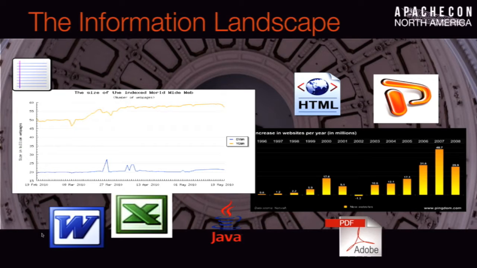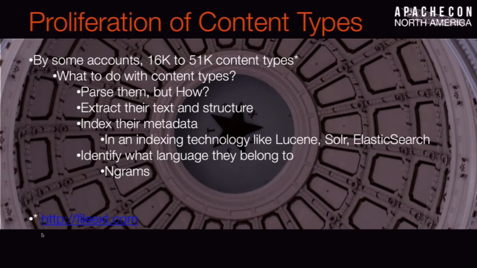The other thing is that it's not web pages anymore. In the web and searching the web, it was HTML that we were concerned with. Now, just the variety of types of content has grown, and it's way more than HTML. It's PowerPoint files, PDF, images, code. There's a proliferation of content types. By some accounts, there are between 16,000 to 51,000 different types of content out there in terms of file types. And this is really a coarse-grained estimate.